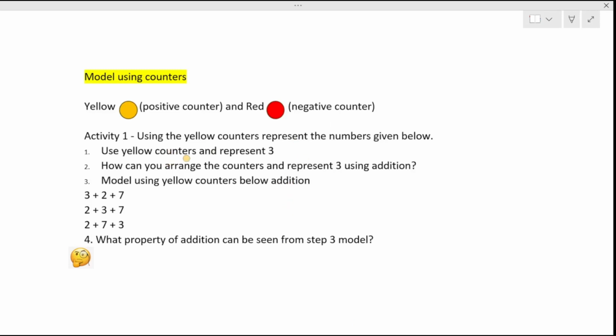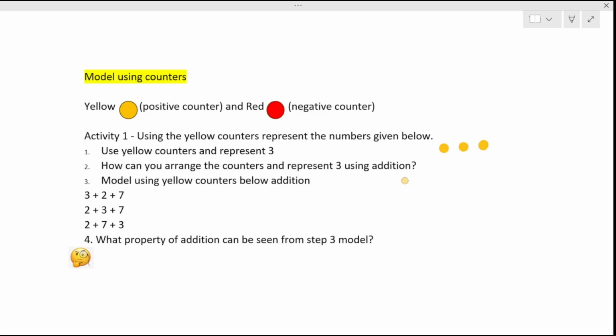Now, can you represent the number 3 using the yellow bits of paper or the counters that you have? You count 3. So how do you do it? Basically, you will just have 3 bits of paper and this represents 3, right? This is the basics of counting.